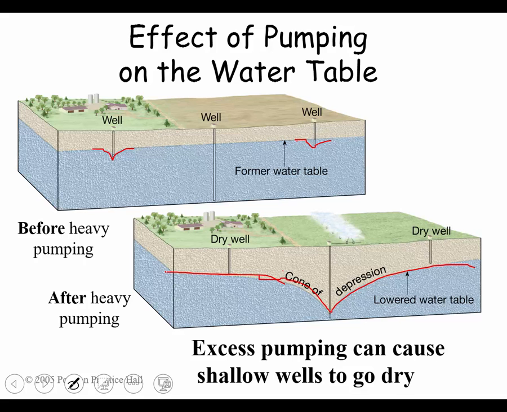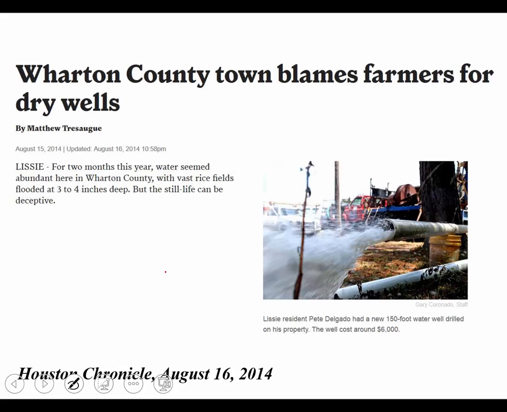So just as lowering the water table by decreasing recharge, that is droughts, can cause shallow wells to go dry, one big user can cause adjacent users' water tables to go dry too, because of the relative size and areal distribution of that cone of depression.